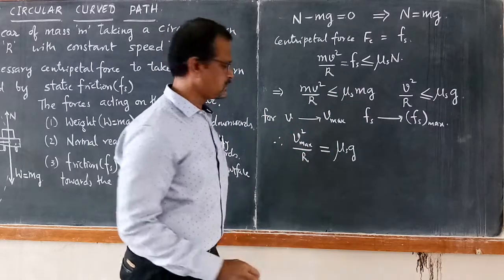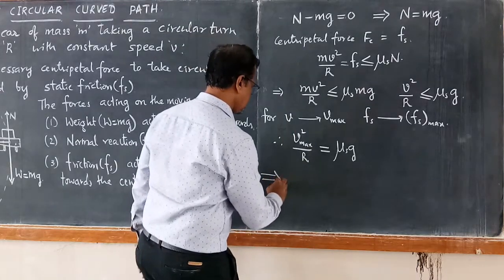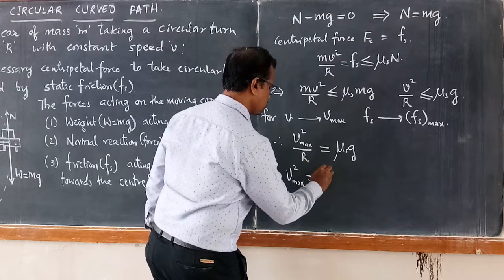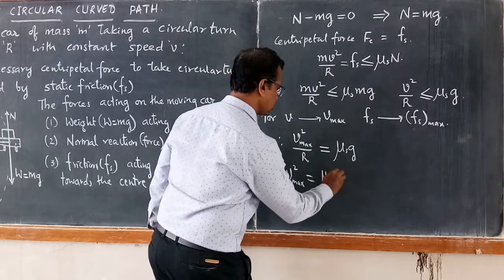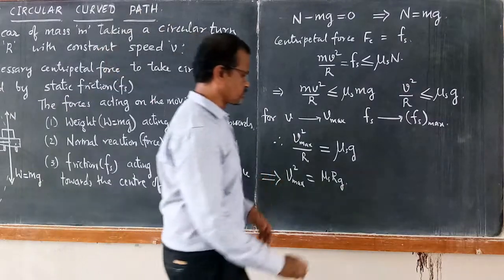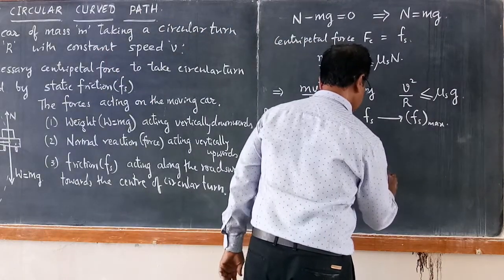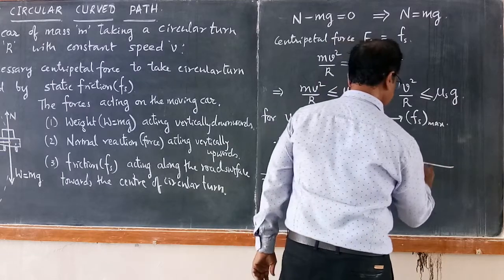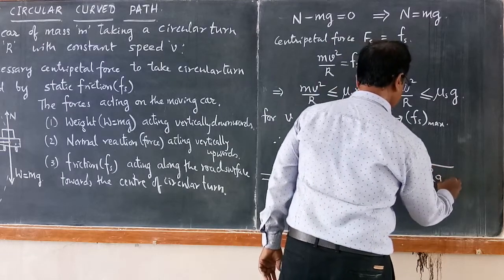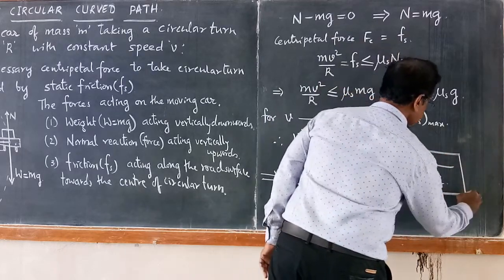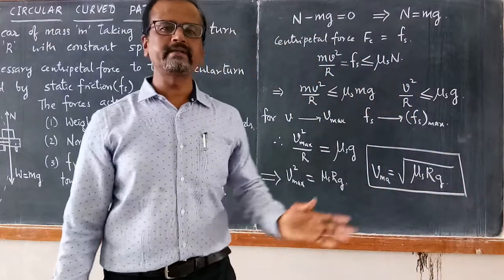M cancels. This implies v max square is equal to mu s r g. So this is the maximum permissible speed. Take the square root. So v max is therefore equal to square root of mu s r g. Means there is a speed limit when you are taking the turn.